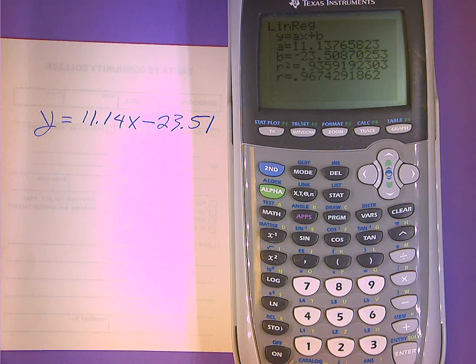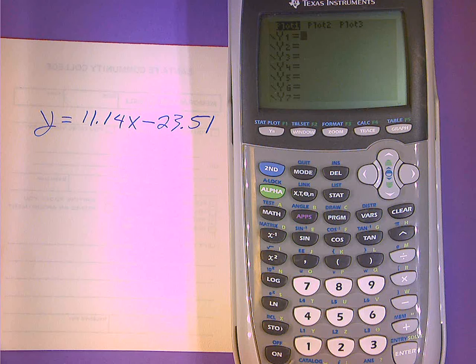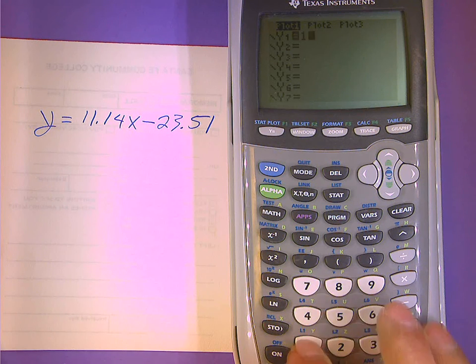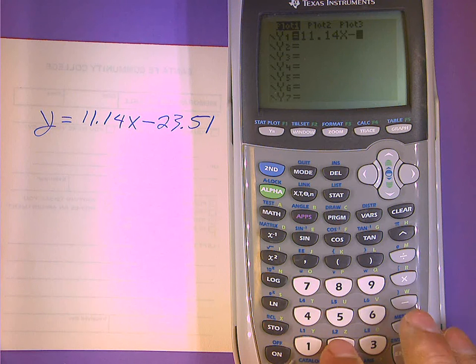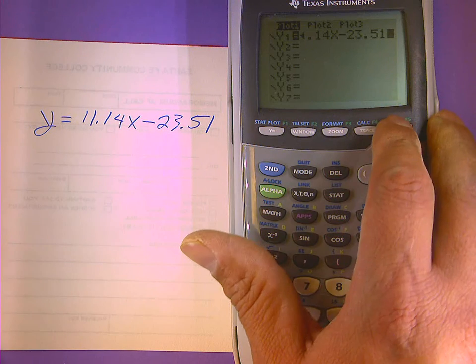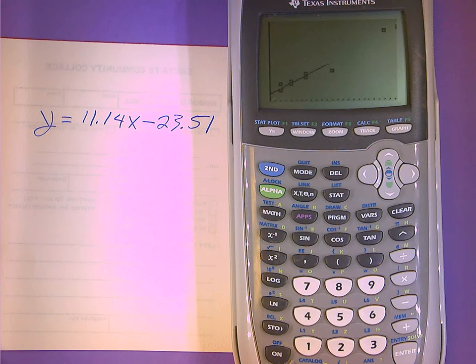So, now that I have the equation written down to the hundredth place, I will push Y equals, and I will enter the equation. 11.14x minus 23.51, and I will hit Graph. And my line should go through the center of the data.